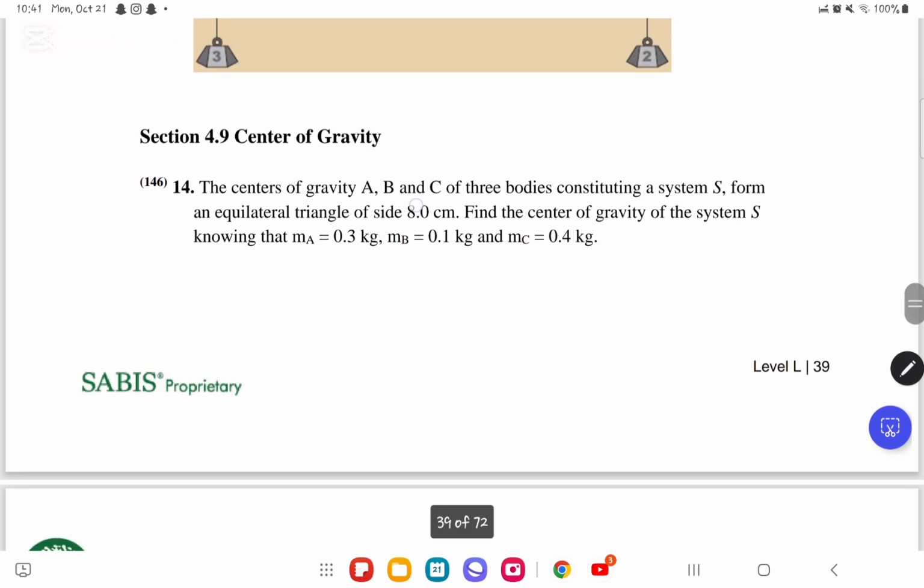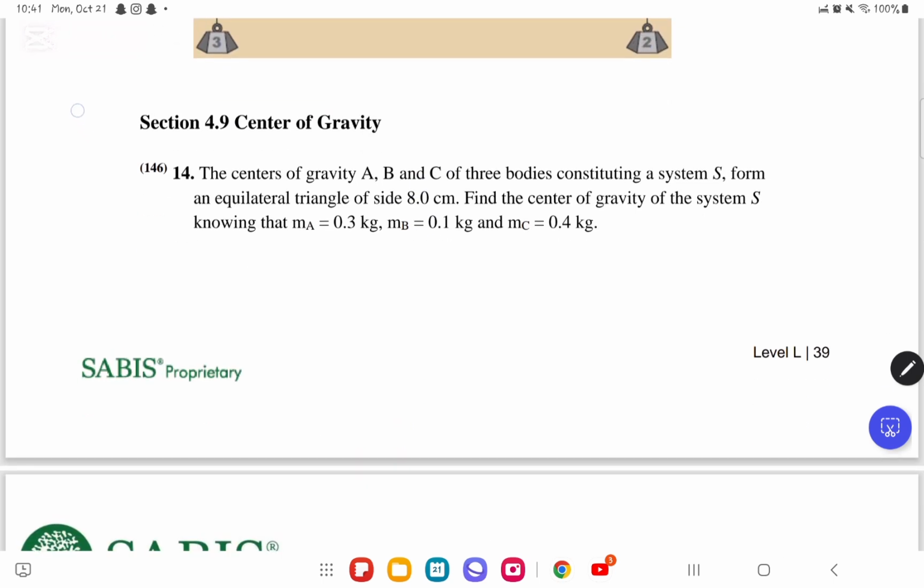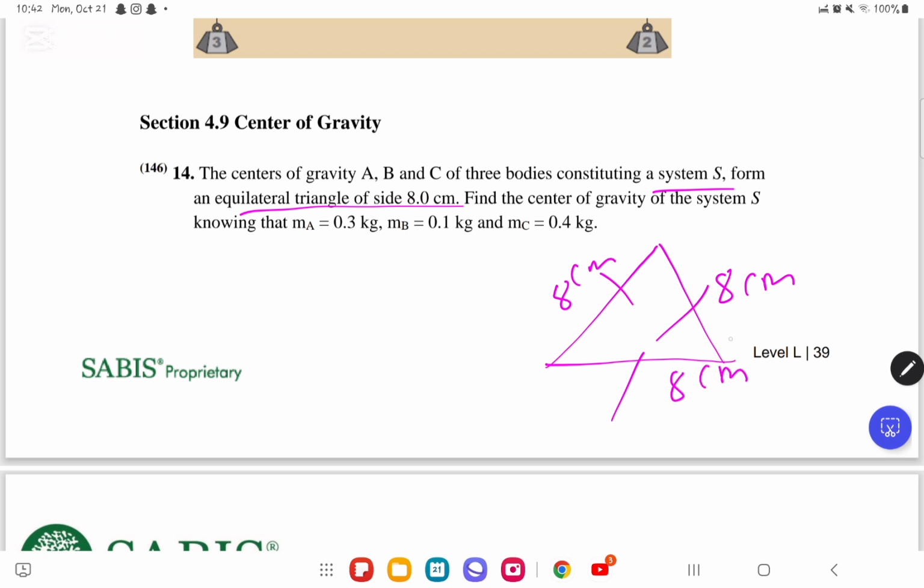Now, section 4.9. The centers of gravity A, B, and C of 3 bodies constituting a system S form an equilateral triangle of side 8 centimeters. So we have an equilateral triangle. I'm not the best at drawing equilateral, so let's say this is equilateral. Each side is 8 centimeters. Now they told us to find the center of gravity of the system S, knowing that the mass A is 0.3 kg, the mass B is 0.1 kg, and the mass C is 0.4 kg.